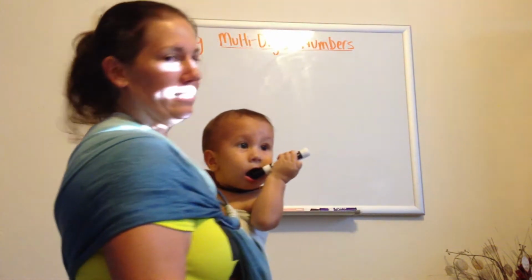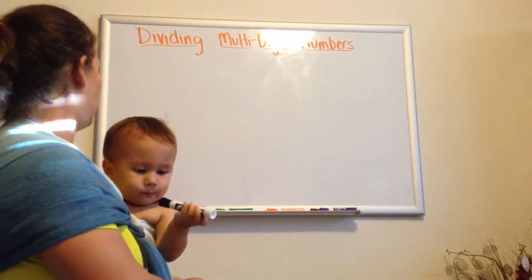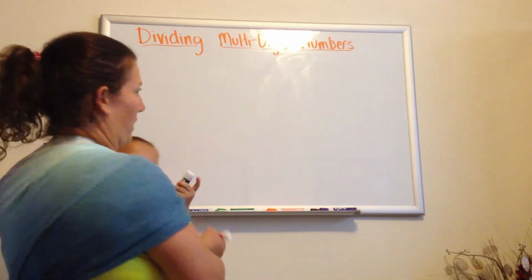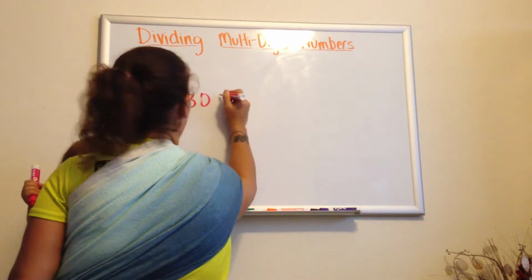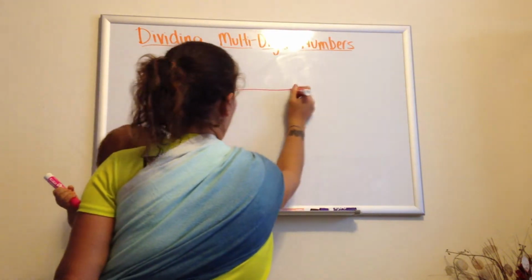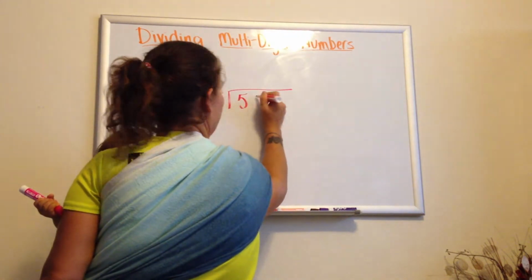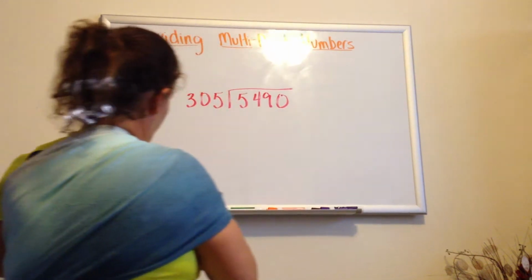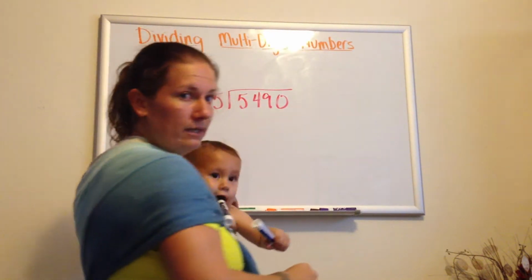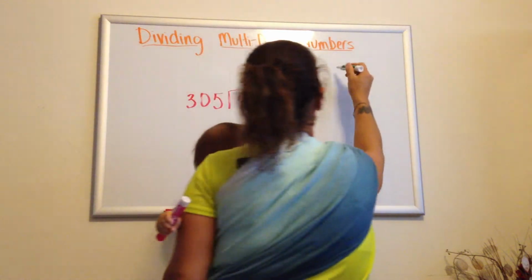Now this is multi-digit division following a standard algorithm. There might be other methods out there, but this is the most popular. So my last example, I'm going to do 5,490 divided by 305. And as always, I want my thought bubble, my estimation.